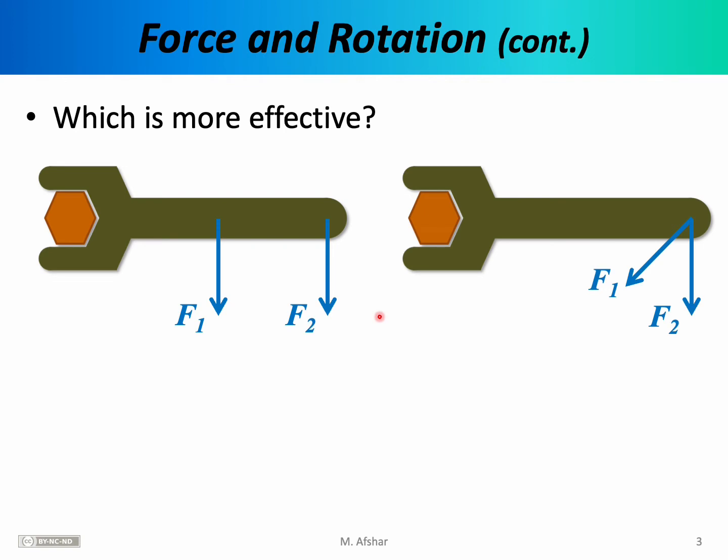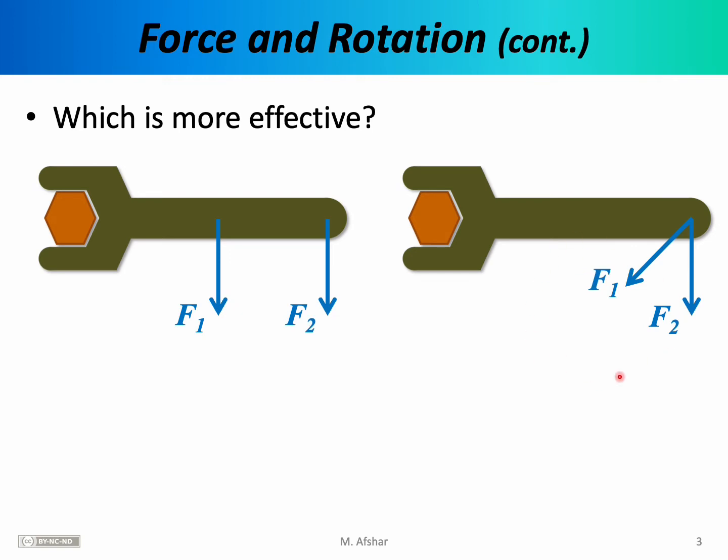Here's another scenario to consider. We're now going to grab the wrench at the end, but we have two possibilities. One possibility is to pull the wrench straight down, and the other possibility is to pull the wrench at an angle. And the question is, which one of these is more effective at turning this wrench? Remember, the goal again is to essentially rotate this rusty stuck bolt, and we want to know which one of these forces is better at turning this bolt.